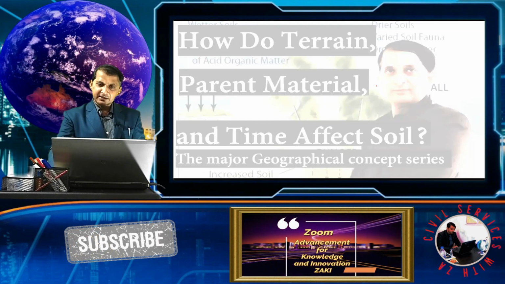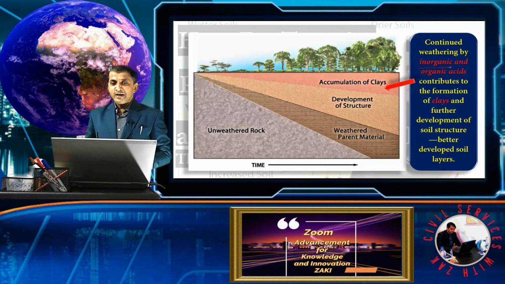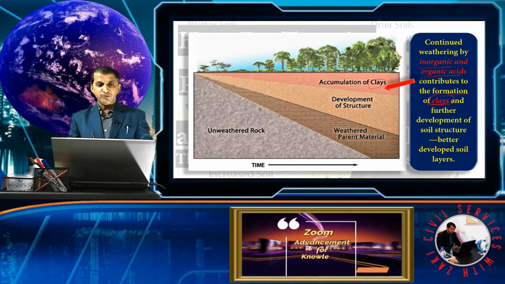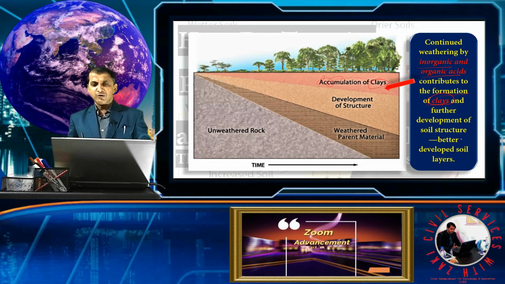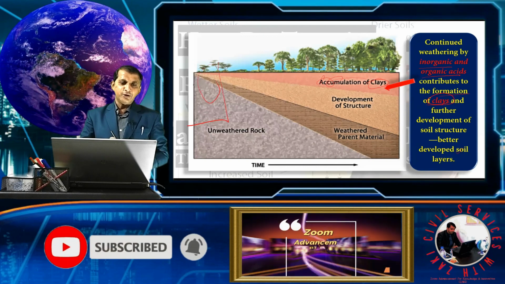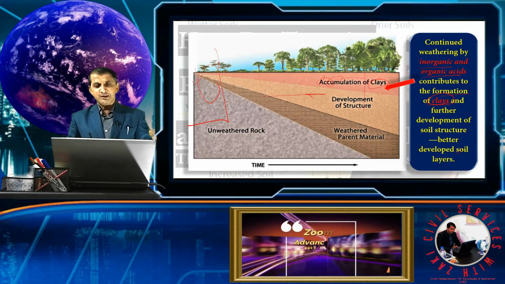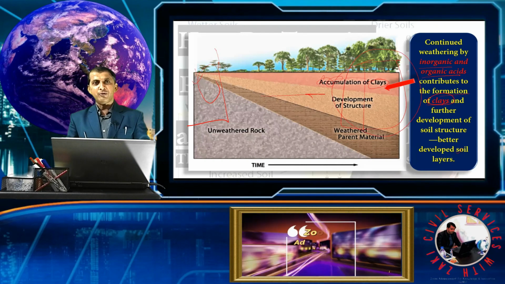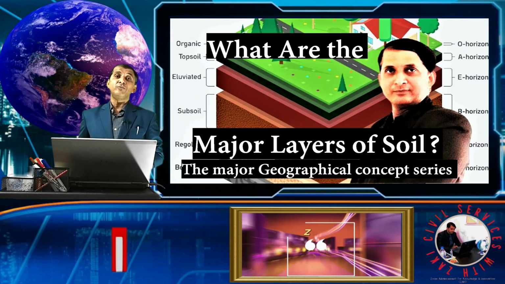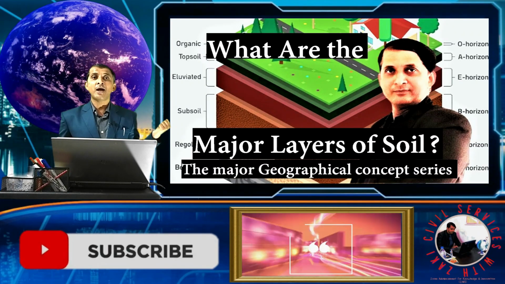Continued weathering by inorganic and organic acids contributes to the formation of clay. So see here the formation of clay and further development of soil structure, so a better developed layer. Here you see no well-developed layer, but during the course of time these areas have well-developed layers. What the layers of the soil are, you can watch in my next, upcoming video, and it is our last video.